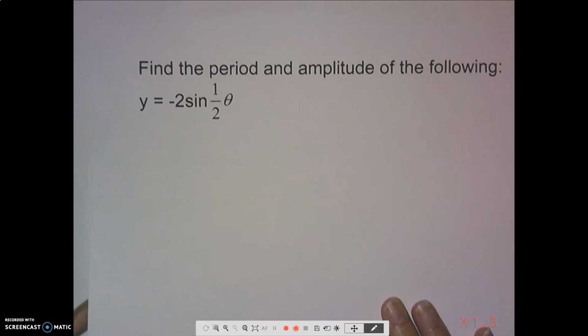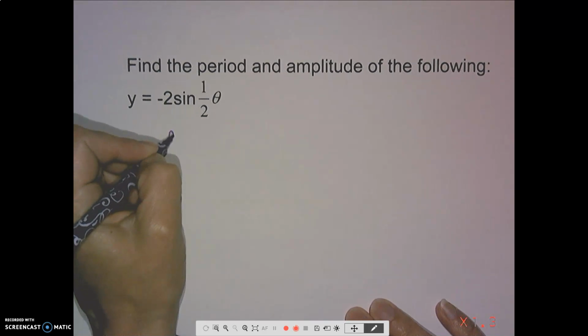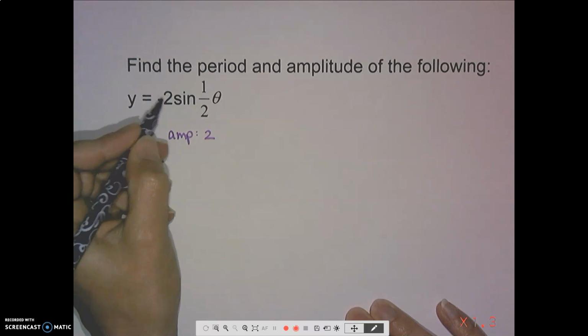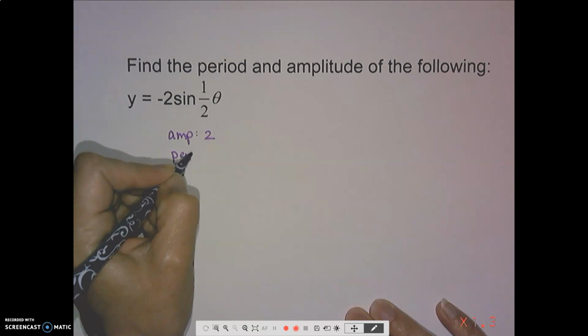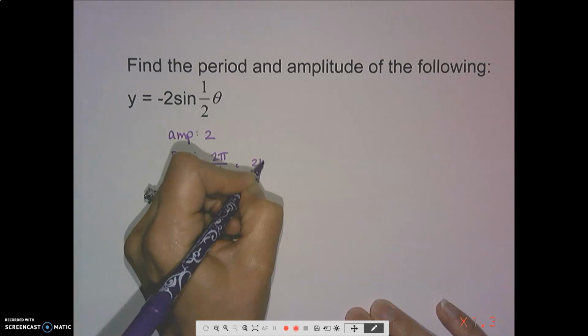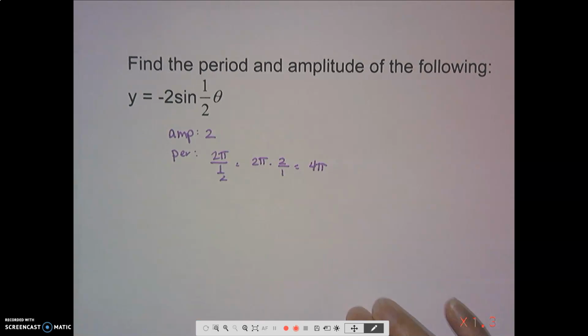Here's our last one quickly. We have y equals -2 sine of 1/2 theta. So our amplitude, we're going to take the absolute value of that -2, which is positive 2. And for the period, we're going to take 2 pi and divide it by 1/2, which means we're going to take 2 pi and multiply it by 2, which is 4 pi. Okay? So amplitude, absolute value of what's out front, period, 2 pi divided by b, and that's it.